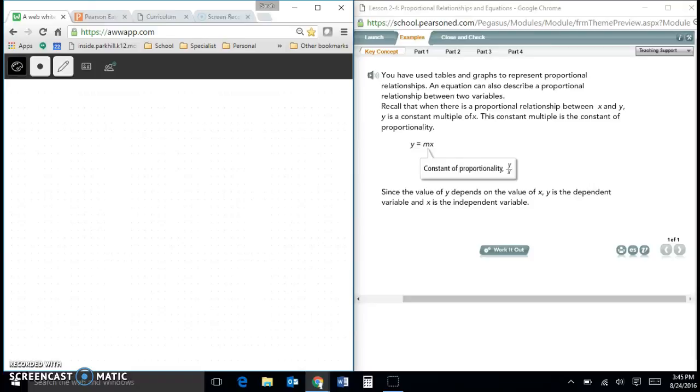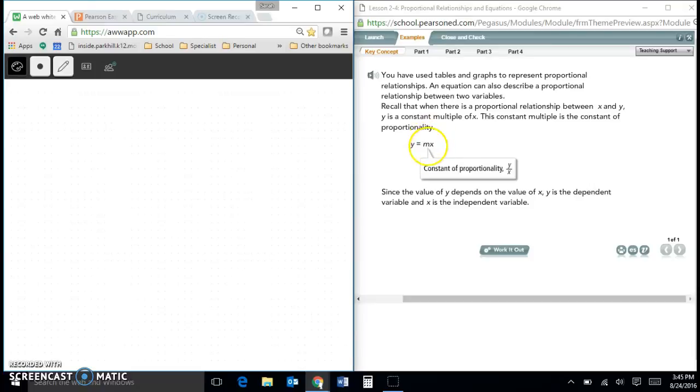So basically the lesson starts with a key concept, and it says you have used tables and graphs to represent proportional relationships. An equation can also describe a proportional relationship between two variables. Recall that when there is a proportional relationship, y is a constant multiple of x. This constant multiple is the constant of proportionality.